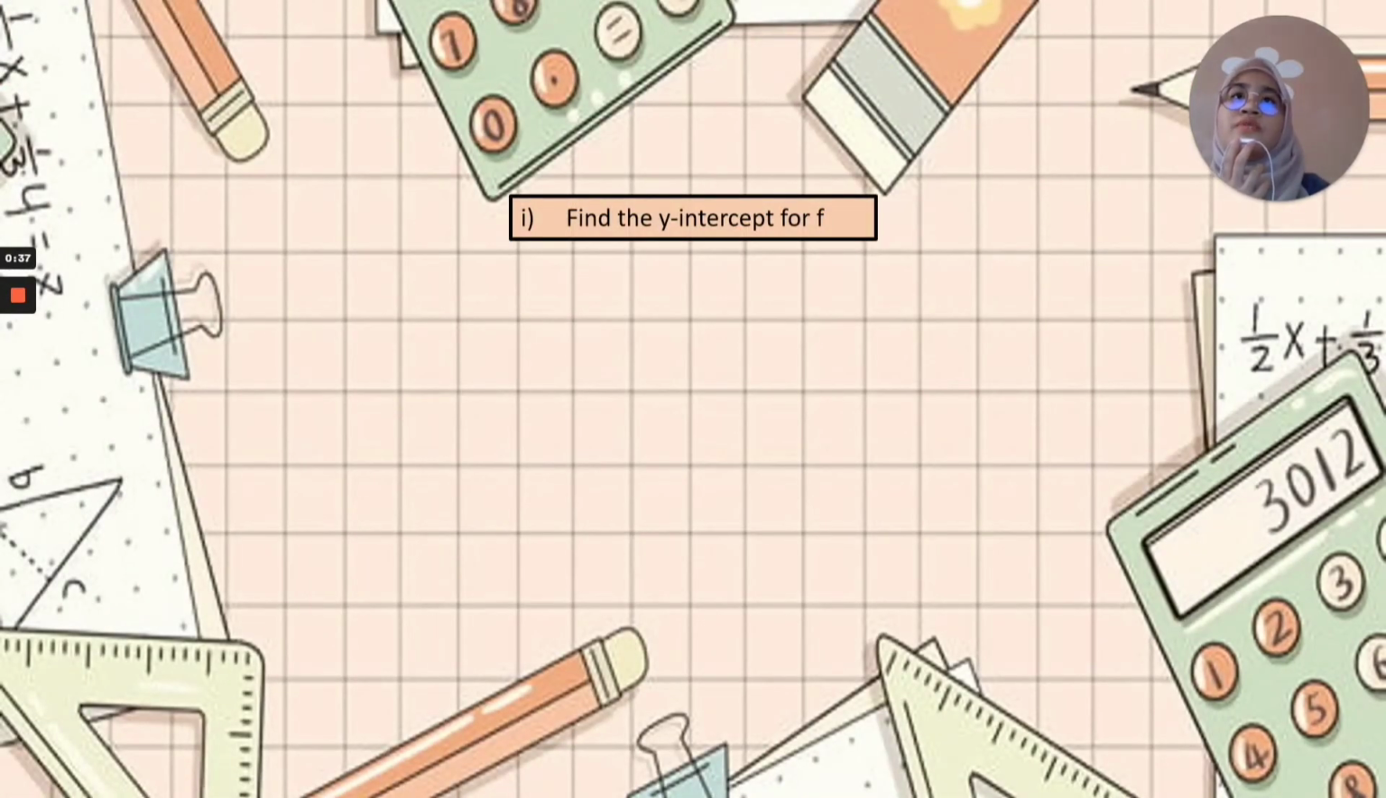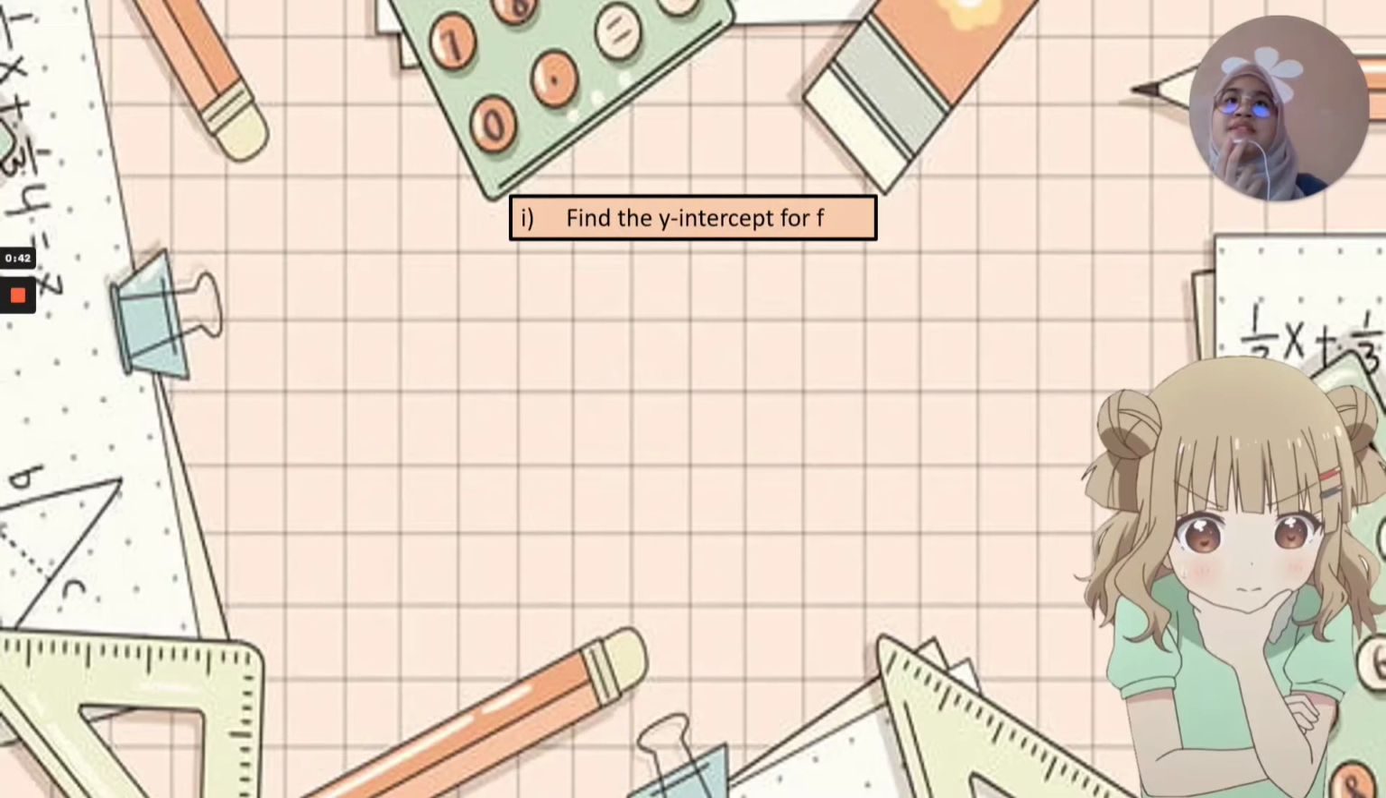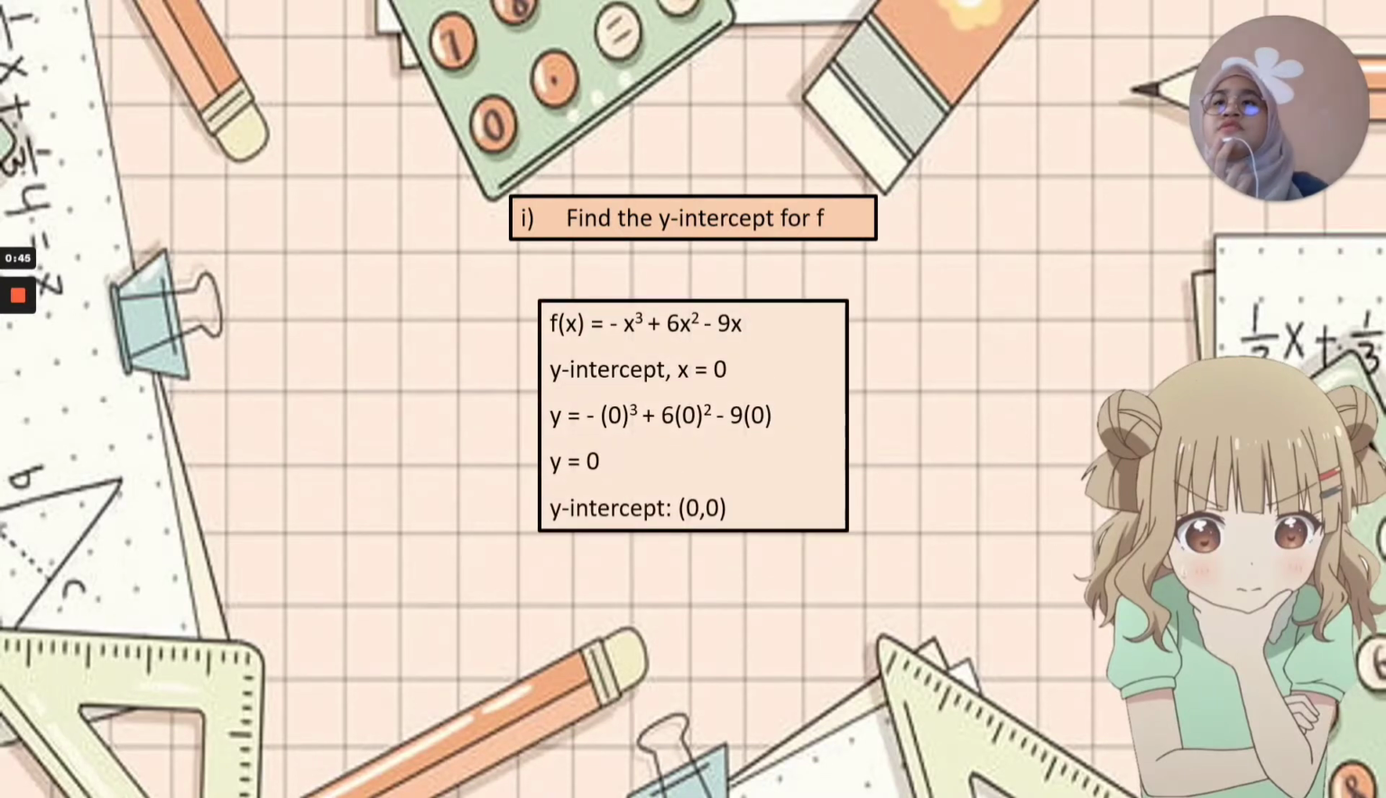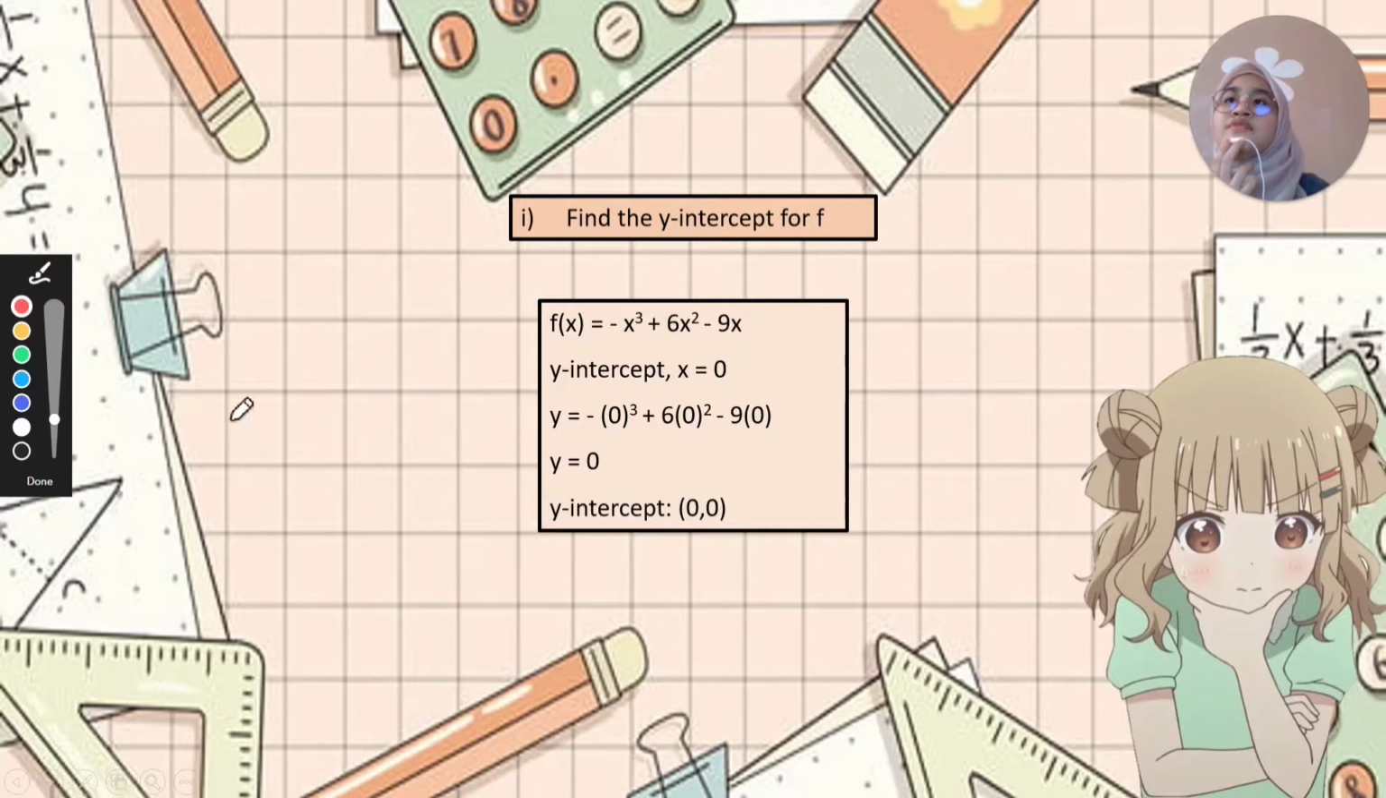So the first question wants us to find the y-intercept for f. So how do we find the y-intercept for f? First of all, we have to make the x value equal to 0, because any y-intercept has 0 for the x value. So that's why you just have to make the x value equal to 0.